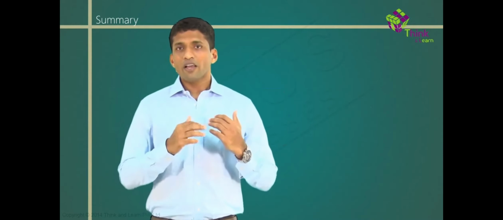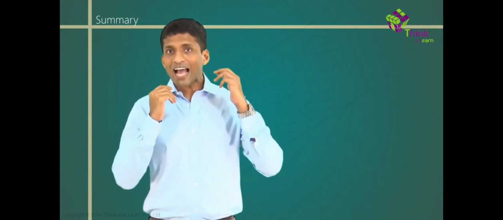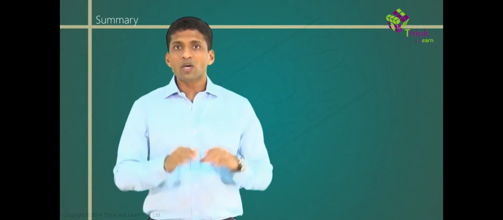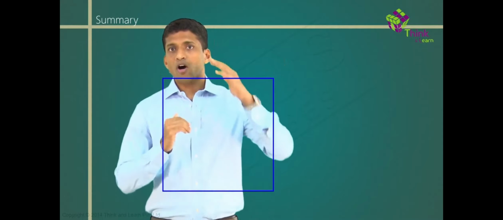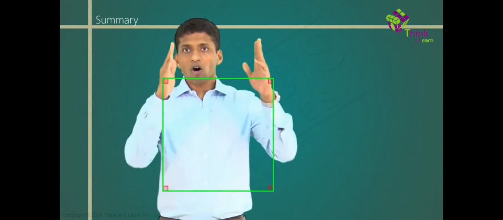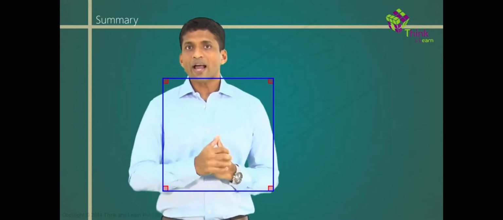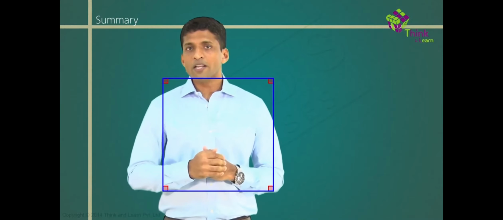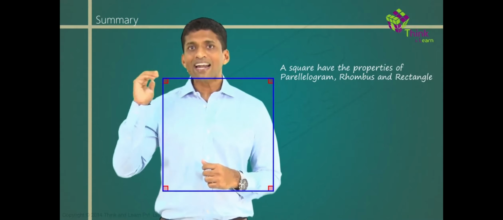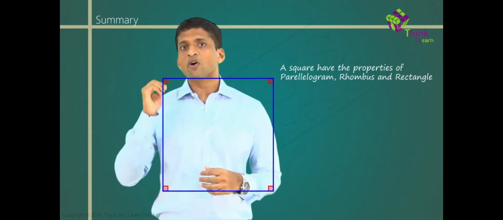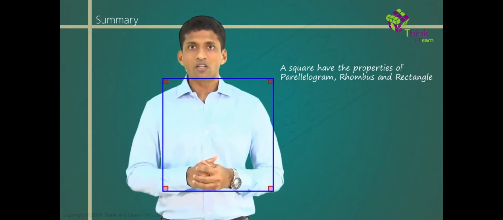Next, when you consider a rhombus and a rectangle together, we'll end up getting a square like this, where all sides are equal, all angles are equal. That is why a square will have properties of a parallelogram, a rhombus, and a rectangle.